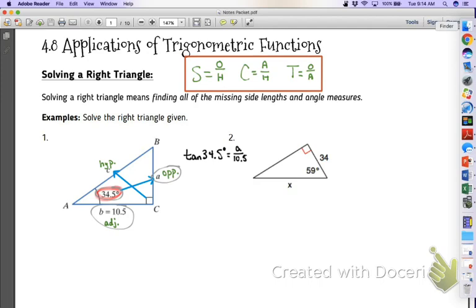So I need to get A by itself. What do I need to do to both sides to get A by itself? Multiply by 10.5. So then I'm going to have 10.5 times tangent of 34.5 degrees is equal to A.